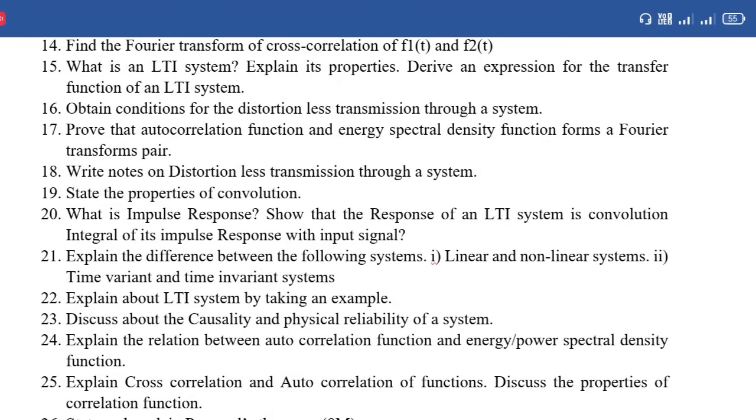Obtain the conditions for distortionless transmission through a system. Prove that the autocorrelation function and energy spectral density function form a Fourier transform pair. Write notes on distortionless transmission through a system. State the properties of convolution. What is the impulse response? So that the response of an LTI system is the convolution, the integration of its impulse response with the input signal.